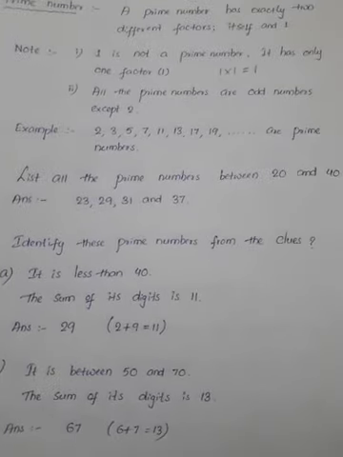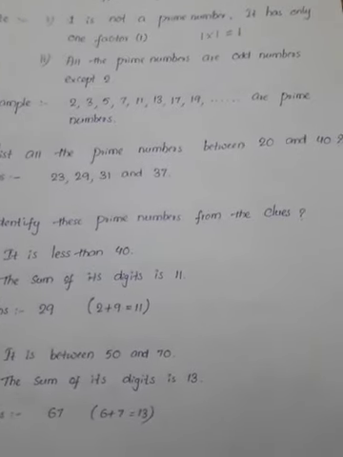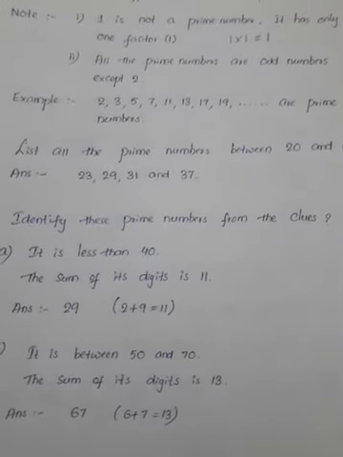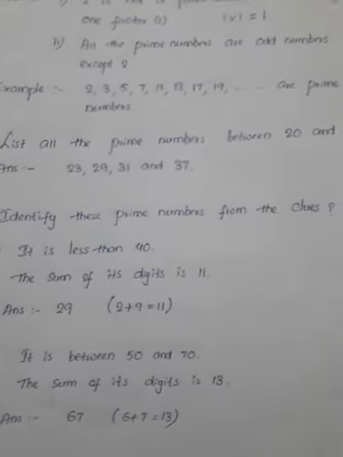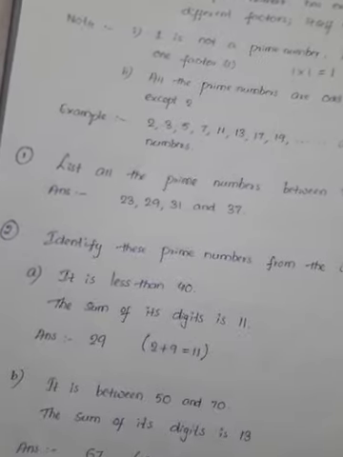Like 4, for example. 4 ones are 4, but 4 is in the 2 table also. 2 twos are 4, so 4 is not a prime number. Next is 6. 6 ones are 6, 2 threes are 6, and 3 twos are 6. That means a prime number should be only in its own table, that is, itself and 1 only.